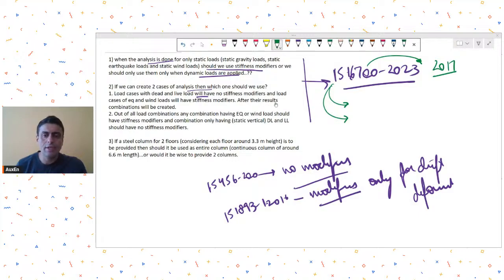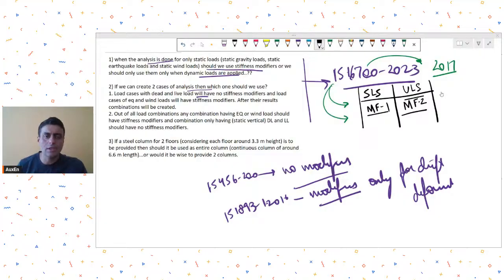So let me just clarify. If you are using 16700 2023, the code is quite clear that for service limit states, there is a modifier table that has been given to you. And for ultimate limit states or strength design, there is another set of modifiers. So the confusion whether it is dead or wind or earthquake is now not there.